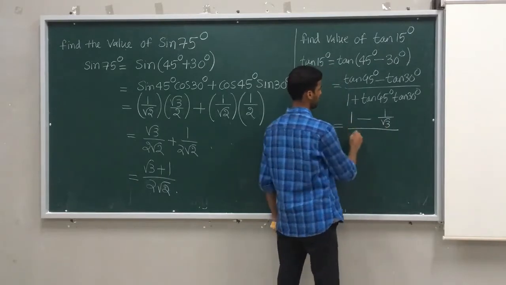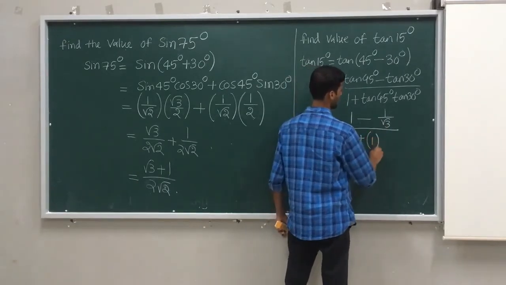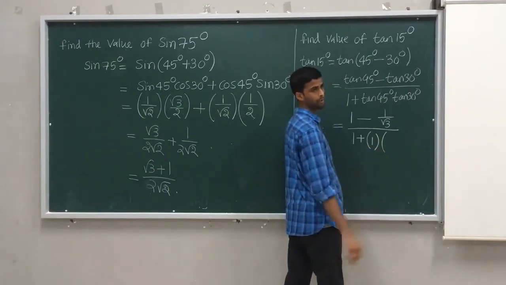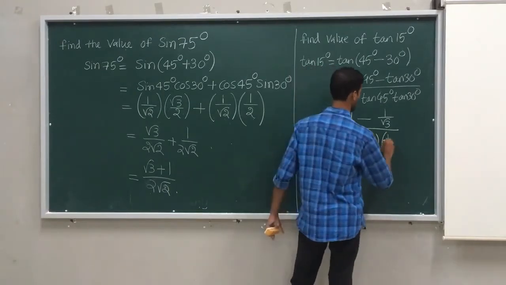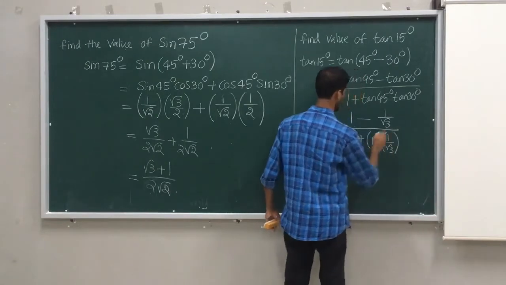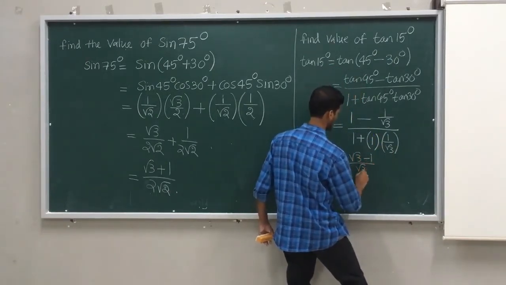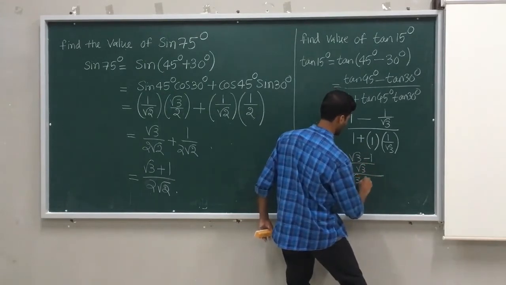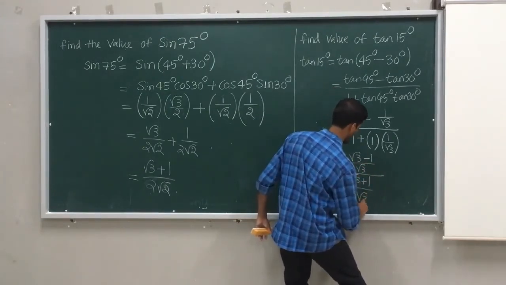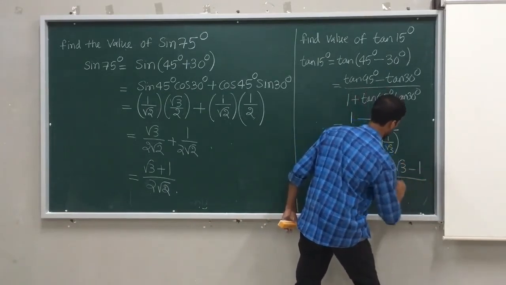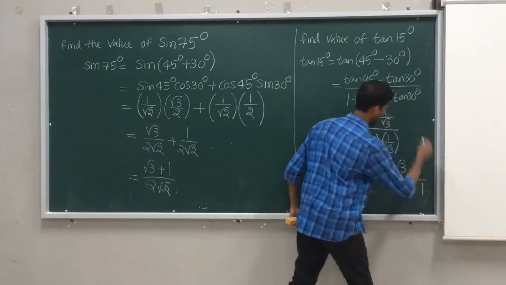Then tan 45 is 1. Tan 30 is sin 30 by cos 30, again 1 by 2 divided by root 3 by 2. It is 1 by root 3. So when you take the LCM, it is root 3 minus 1 upon root 3, divided by root 3 plus 1 by root 3. Root 3 gets cancelled. When you simplify, it is root 3 minus 1 upon root 3 plus 1.